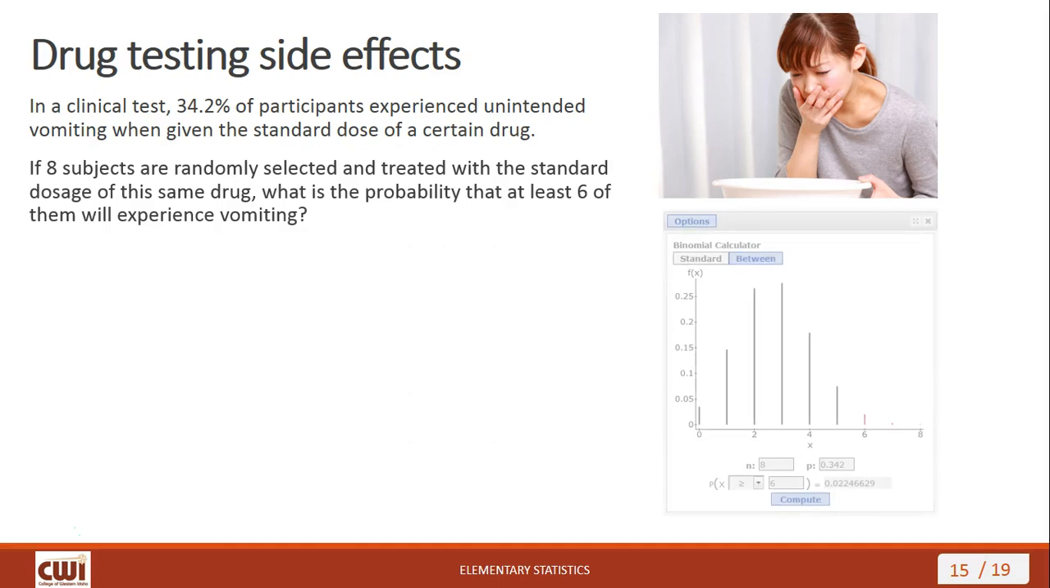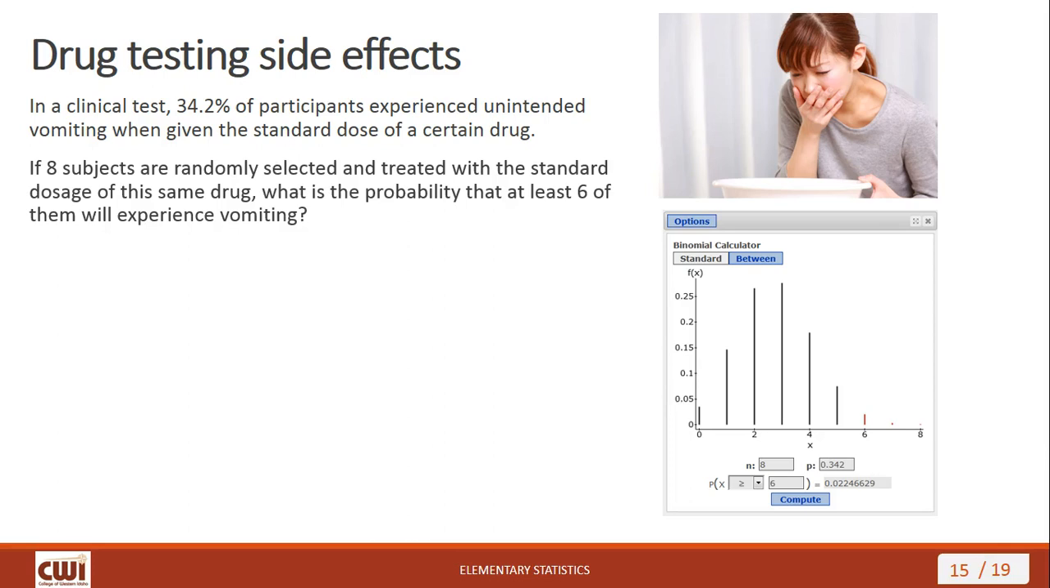Well, first of all, let's go into StatCrunch and put in our variables. So we've got 8 subjects that we put in. We've got the probability of success, 34.2, so that's 0.342. Remember when you're putting your probabilities in to put it in decimal form. If you put it in percent form, StatCrunch won't accept that. You're gonna get thrown back to the beginning. So just go ahead and make sure you put a decimal value in for your probability.